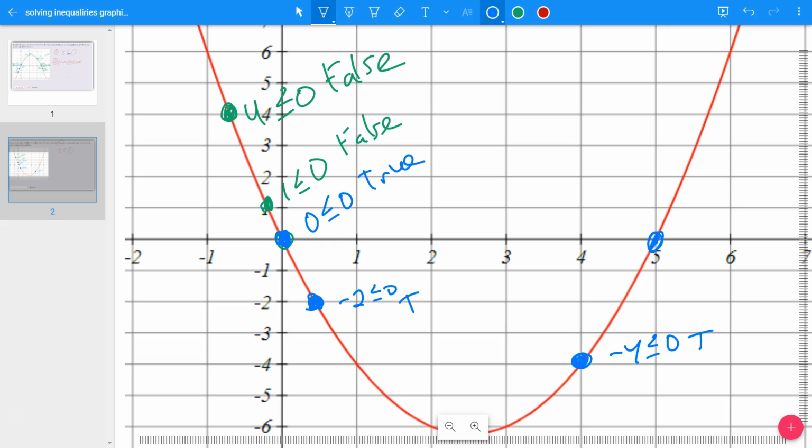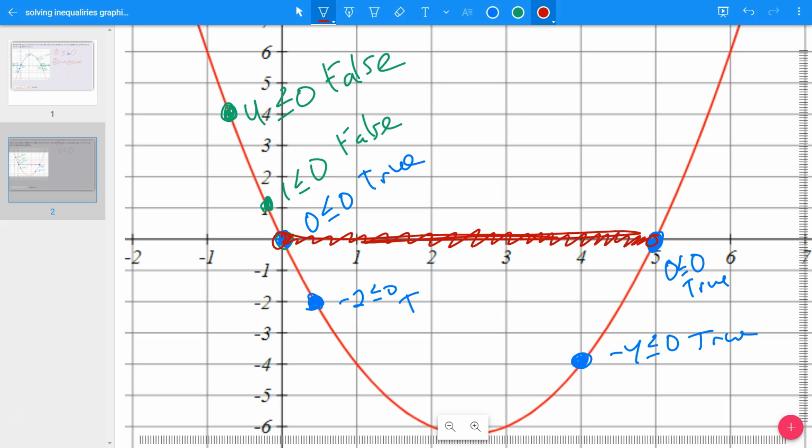Go up here. What's the value of y when x equals 5? The value of y is 0. Is 0 less than or equal to, again, 0? That's true. So you notice that for all values of x from here to here, over that red portion, the corresponding value of the y coordinate is less than or equal to 0.